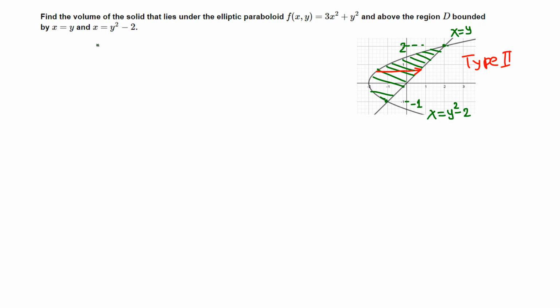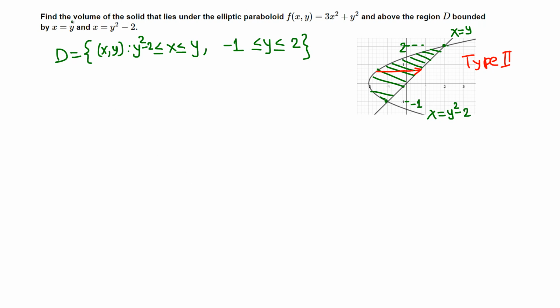Then we don't have to write this, but we can always write this region D. D is all x, y such that x has bounds. Look at here, the left curve is y squared minus 2, and the right curve is x equals y. And y has bounds, look at here, negative 1 to 2. So negative 1, 2. Okay.